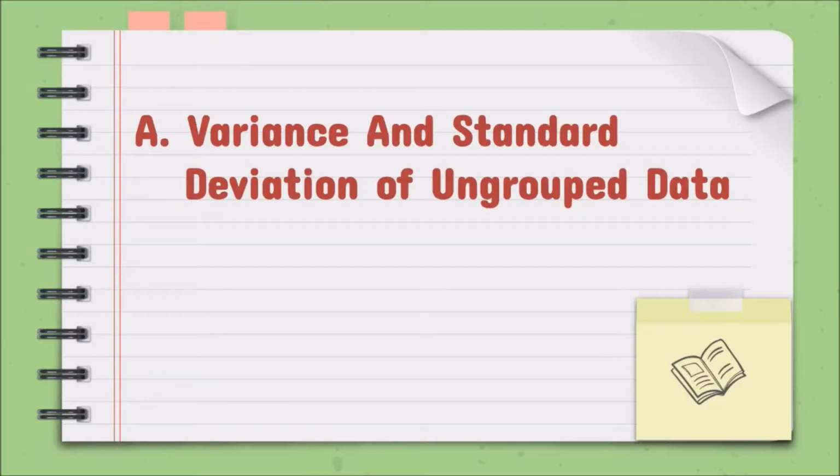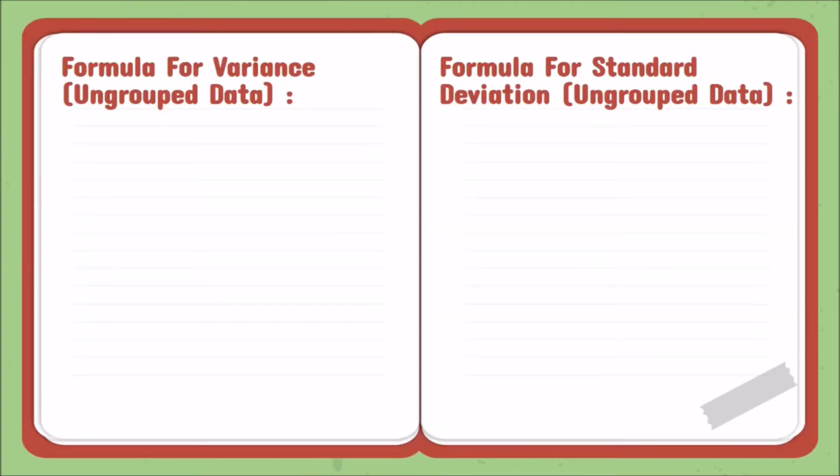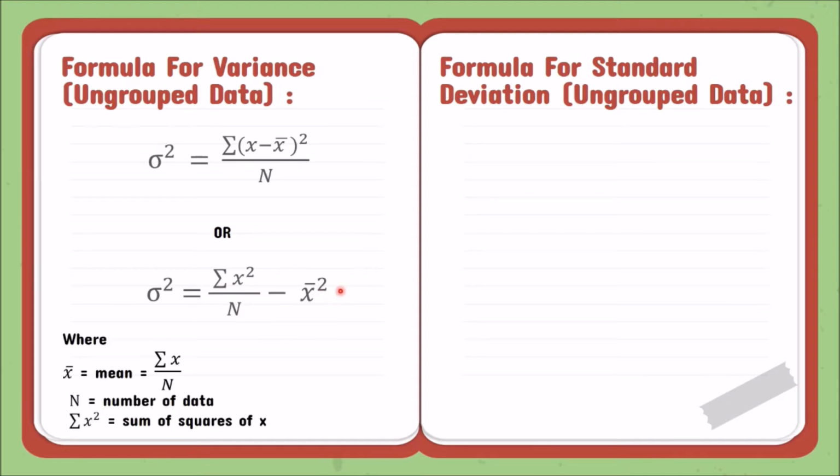Now, we will look at the variance and standard deviation of ungrouped data. To find variance, we need to use the formula for variance of ungrouped data. The formula is: variance is equal to the sum of (x minus x bar) squared over n. Or, the alternative method to find variance: variance is equal to the sum of x squared over n, minus x bar squared, where x bar is equal to the mean.